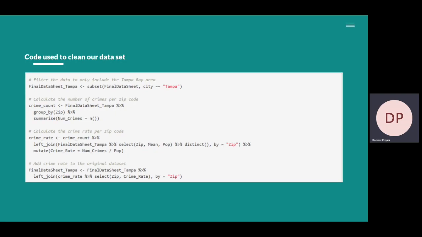And this is the code and how that was done. As you can see, crime count and crime rate right there. Those two variables were not in the original data set. They had to be created, and they are very integral for the next visualizations that you'll be seeing.